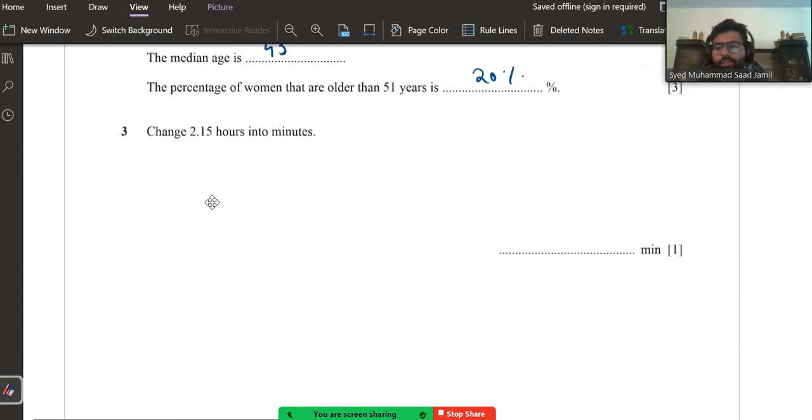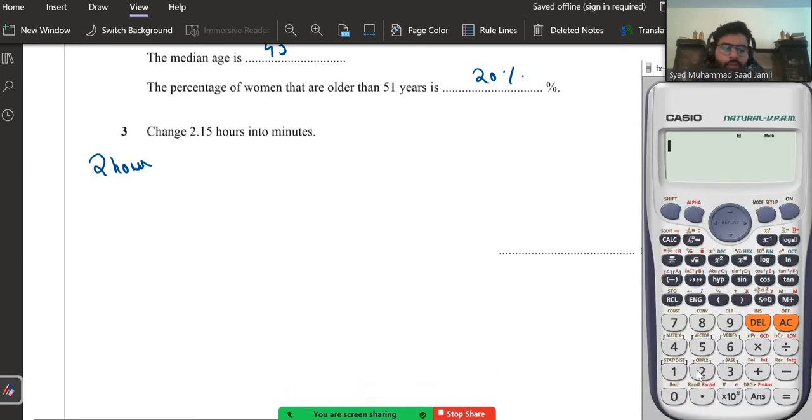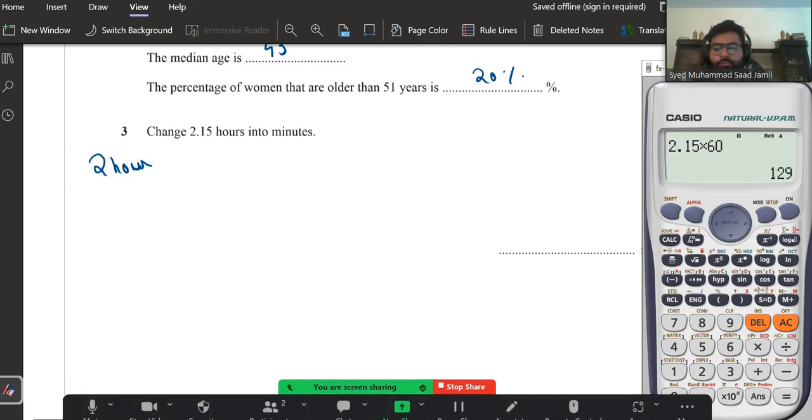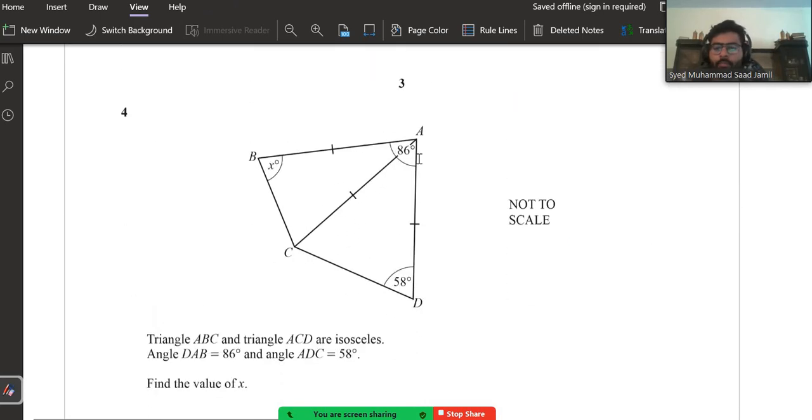Moving on to our next question, says change 2.15 hours into minutes. Alright, very simple. 2 hours is already, multiply the whole thing by 60. Just to make your life easy, multiply the whole thing by 60. So 2.15 multiplied by 60 is actually 129 minutes. So let us write this down. Moving on to question number 4.